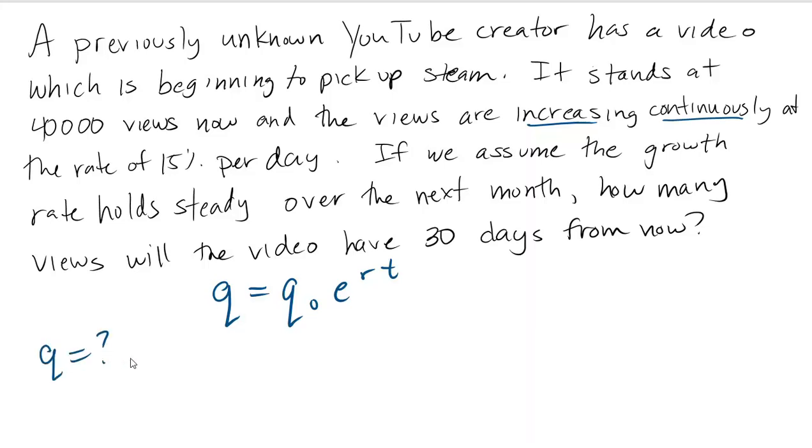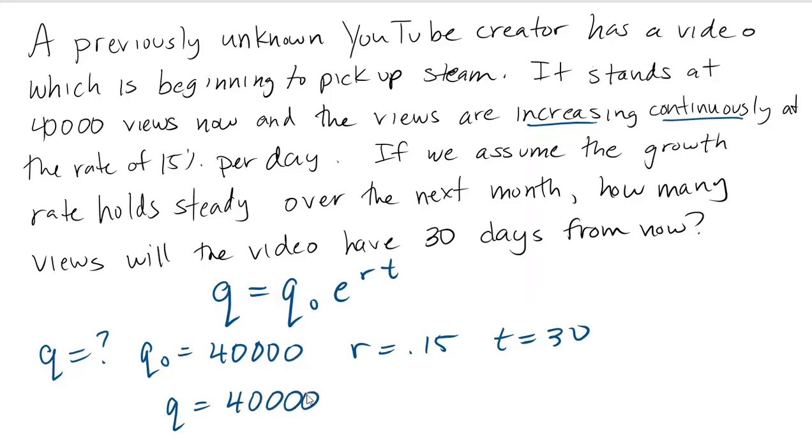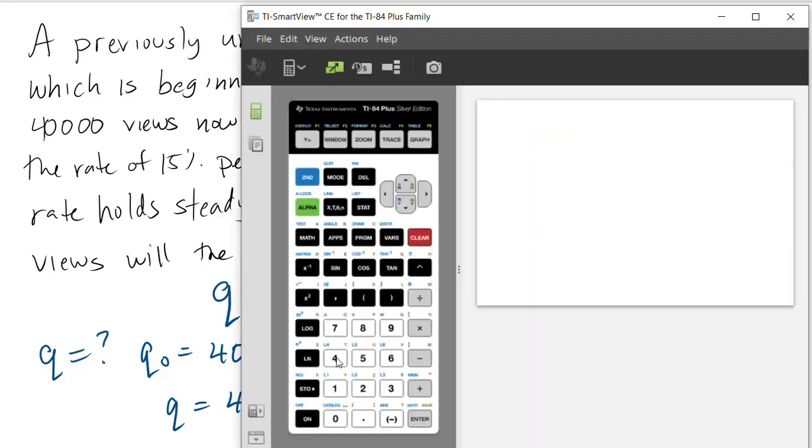Q is the question. Q sub 0 is the number of views we started at, which is 40,000. E is a constant. Don't plug anything in for E. We're going to use the calculator for that. That's not a variable. That's just a number. It's around 2.7. R is 0.15. T is 30. The rate is 15% per day, so the variable T is being measured in days. So T is 30. So we get that Q is equal to 40,000 times e to the 0.15 times 30 power. We're just going to approximate that with the calculator.